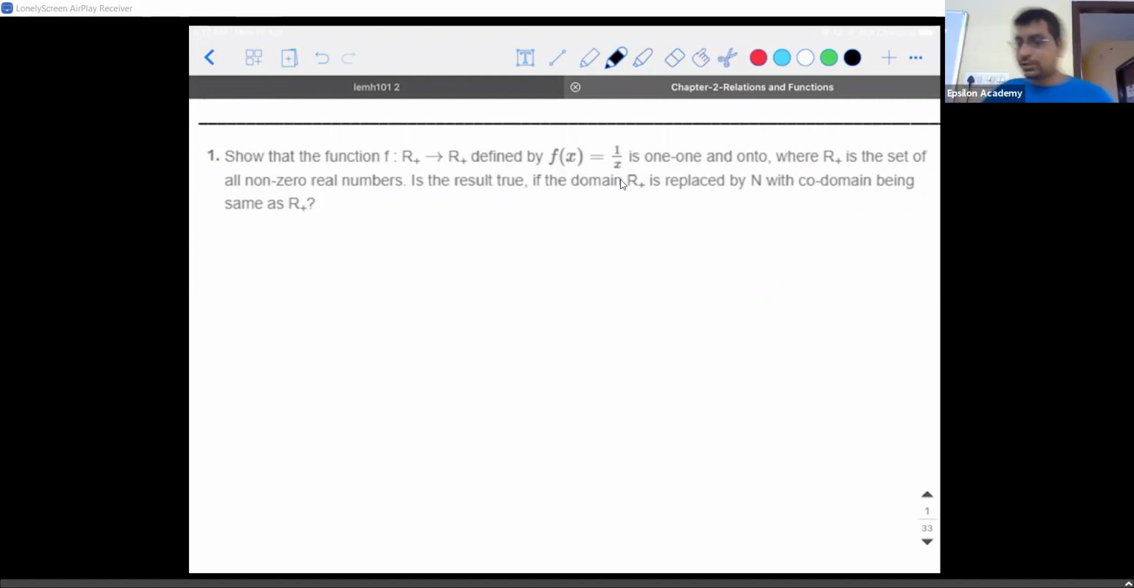I'm sorry, this question is wrong. It should have been star only, because the source from where I took this is wrong, but whatever is given in the textbook is right. They told non-zero real numbers here. Non-zero real numbers means it can either be positive or negative. They didn't say non-zero positive real numbers. Sorry, I read the question later. So R star is the set of all non-zero real numbers.